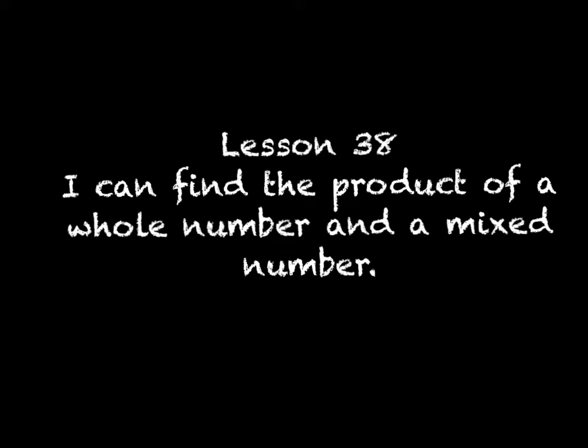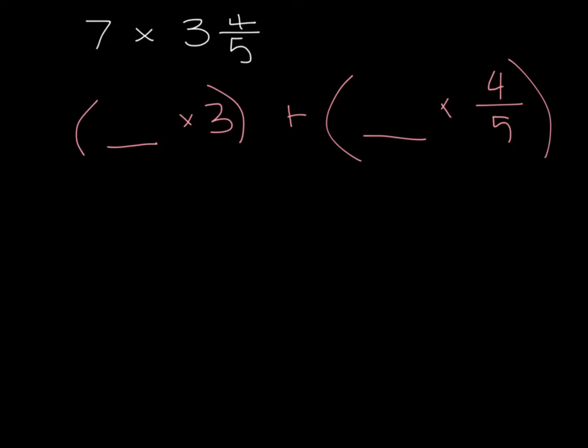Lesson 38. I can find the product of a whole number and a mixed number. For 1a, we need to fill in the unknown factors. So you can see that we are multiplying 7 times 3 4/5. So we need to distribute the 7 to both our whole number and our fraction.